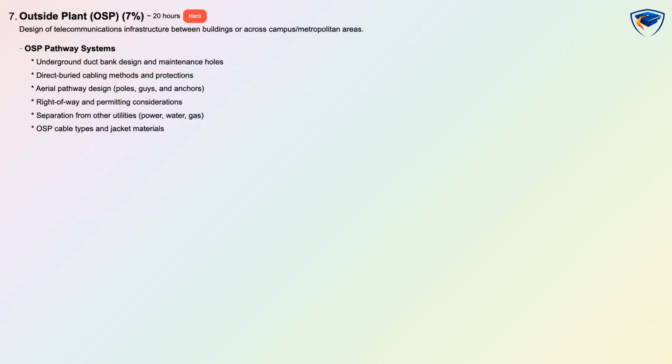Outside plant is 7%, hard, and estimated at 20 study hours. This domain focuses on campus and interbuilding infrastructure and best practices for long runs outside buildings. Topics include underground duct bank design, direct buried cable protections, aerial pathway design with poles and anchors, right-of-way and permitting, utility separation, and suitable cable jacket materials. You will learn how pathway design and environmental forces affect material selection and maintenance.